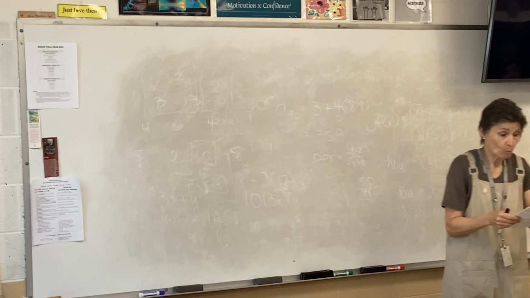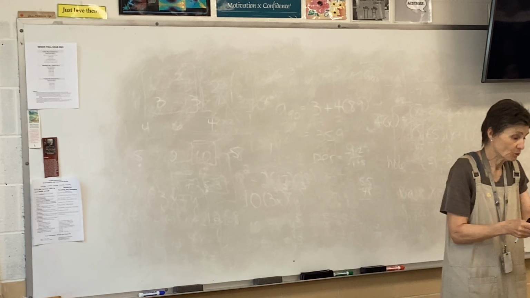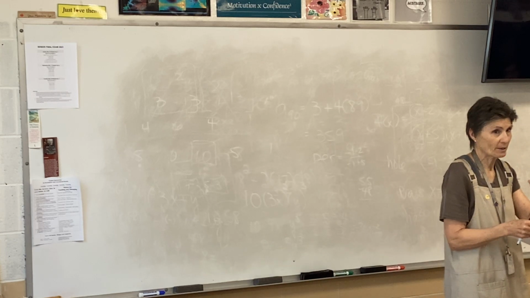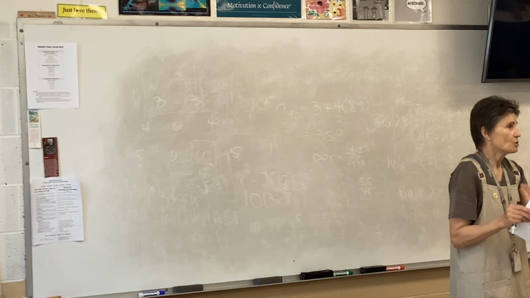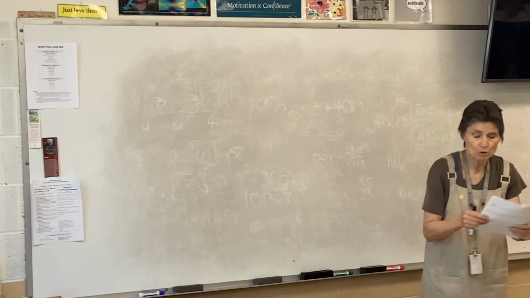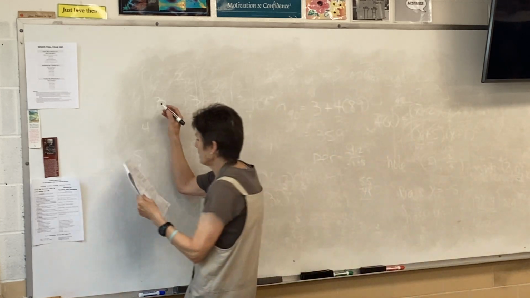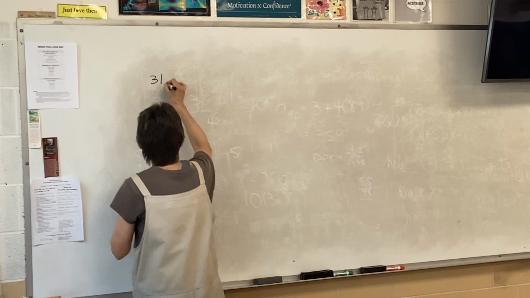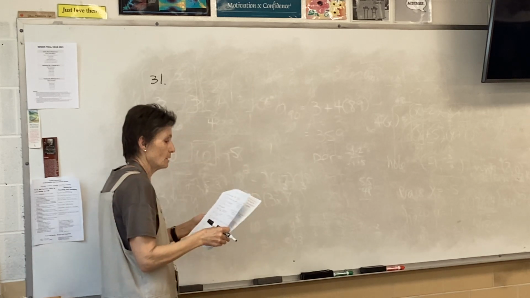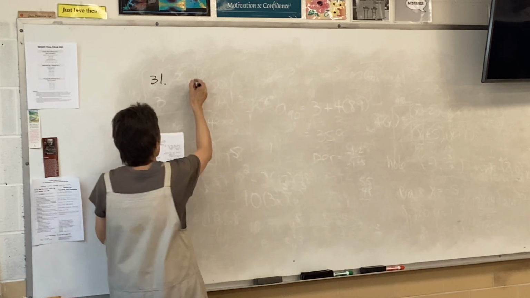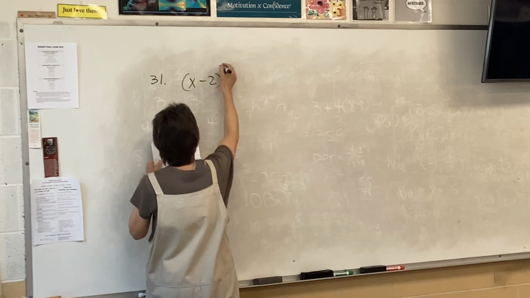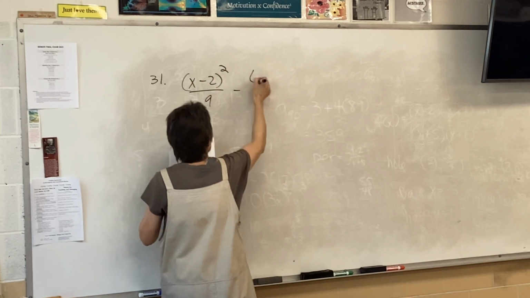Okay? So we are starting on review 2. I did review 2 last period. I just want to get everything on video. So we're going to finish review 2. There's 2 more problems, 31 and 32. This is on review 2. Problem 31 says find the slope of the asymptotes.